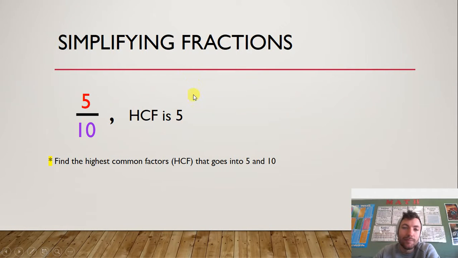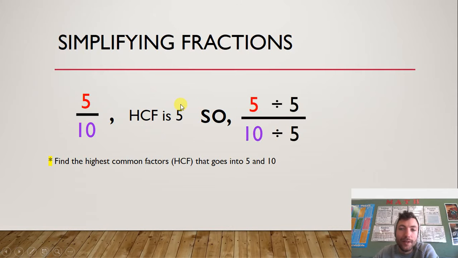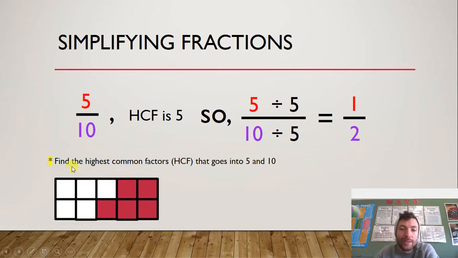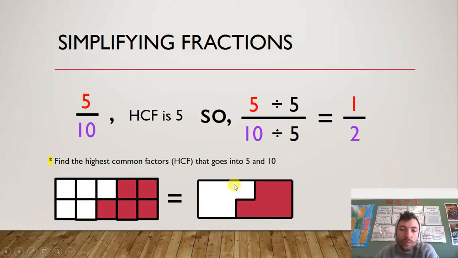Now we can start to simplify. All we're doing is dividing the top and the bottom by 5. So 5 divided by 5 over 10 divided by 5. 5 divided by 5 is going to be 1, and 10 divided by 5 is 2. So we're going to have 1 over 2. So 5 over 10 is the same as 1 over 2, or a half. And we can see this in picture form. If we have 5 lots coloured in out of 10 lots, that's also going to look the same as just 1/2. That's what it looks like in picture form.